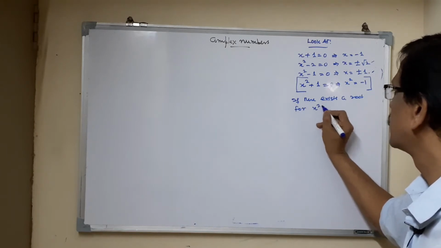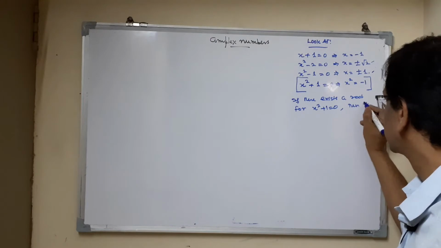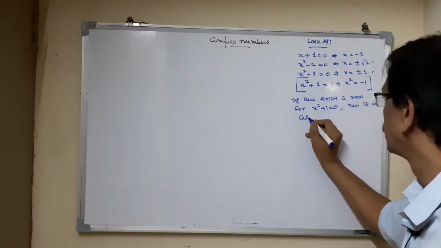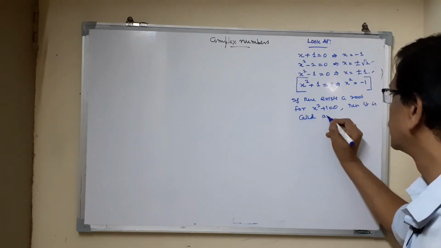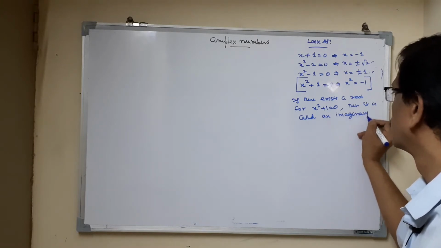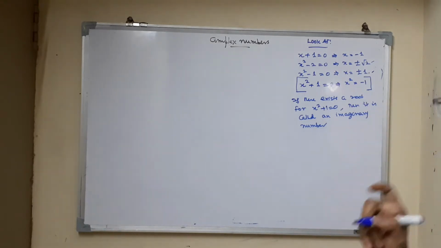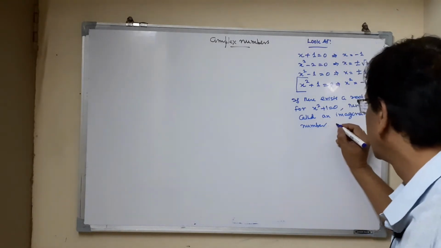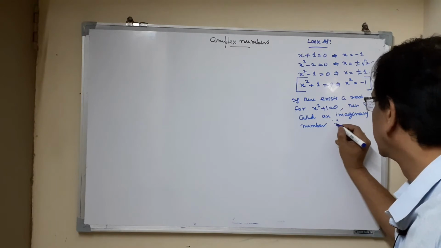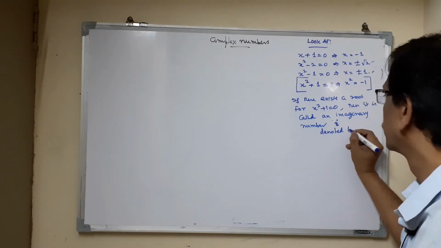for x square plus 1 equal to 0, then it is called an imaginary number. It's called an imaginary number. And the imaginary number is denoted by i.